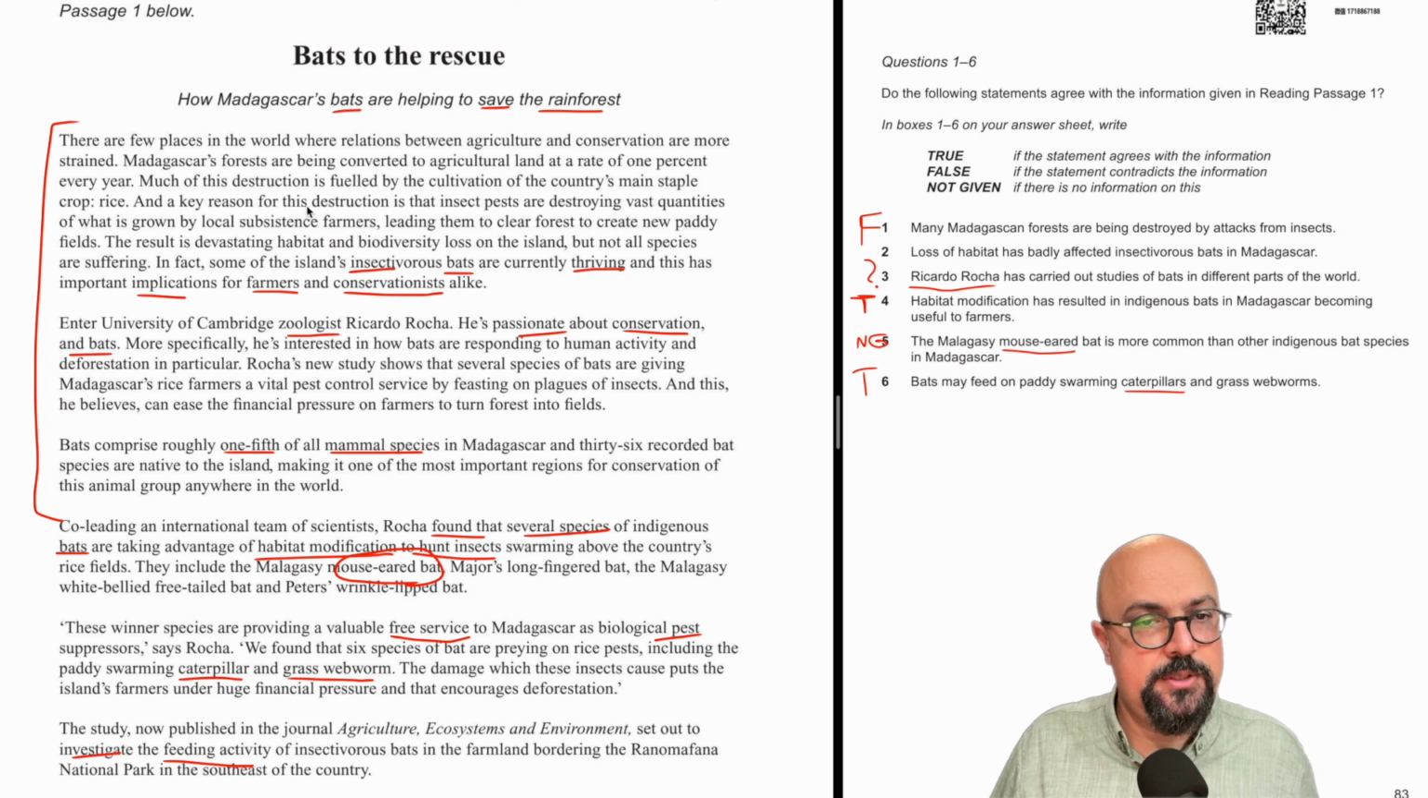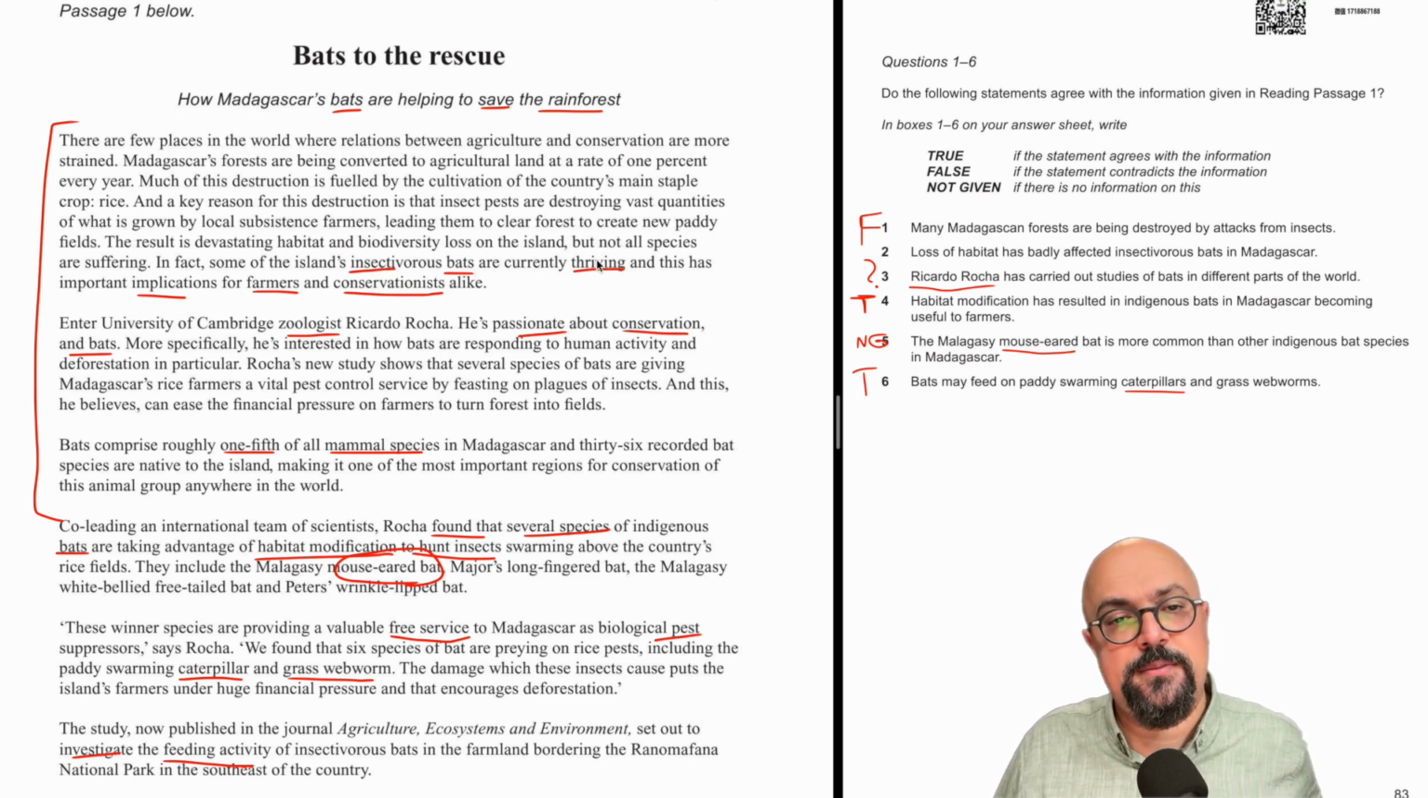A key reason for this is pests destroying vast quantities of what is grown by local subsistence farmers, leading them to clear forests to create new paddy fields. The result is devastating habitat and biodiversity loss on the island. But not all the species are suffering. So loss of habitat has badly affected. In fact, some of the island's species are currently thriving.